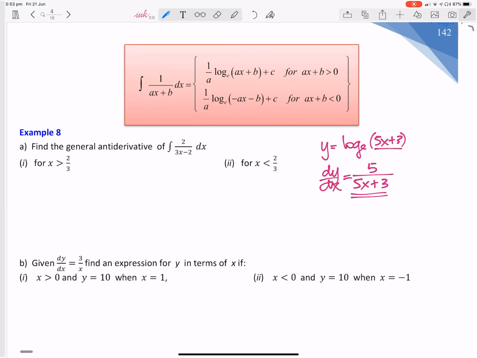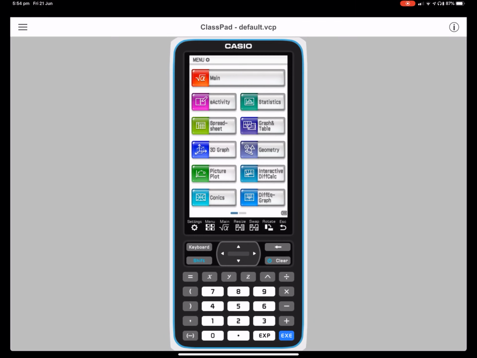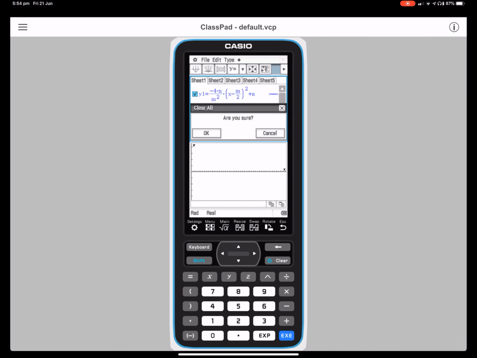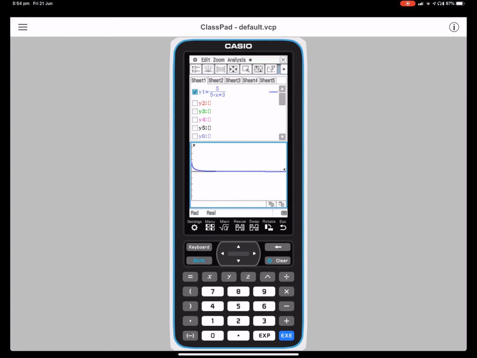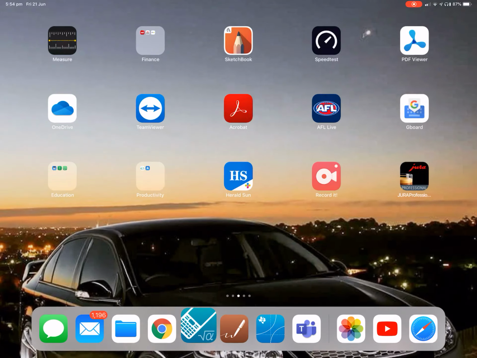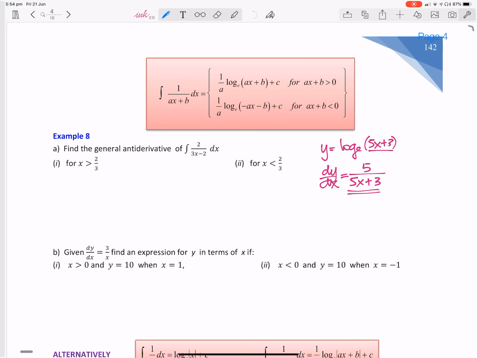the thing is with this here, if I've got 5 on 5x plus 3, let's sketch it on our CAS. So 5 divided by 5x plus 3. We've got a graph that exists on both sides, right? So the asymptote would be at -3/5. But we can find the area here and we can find the area here.